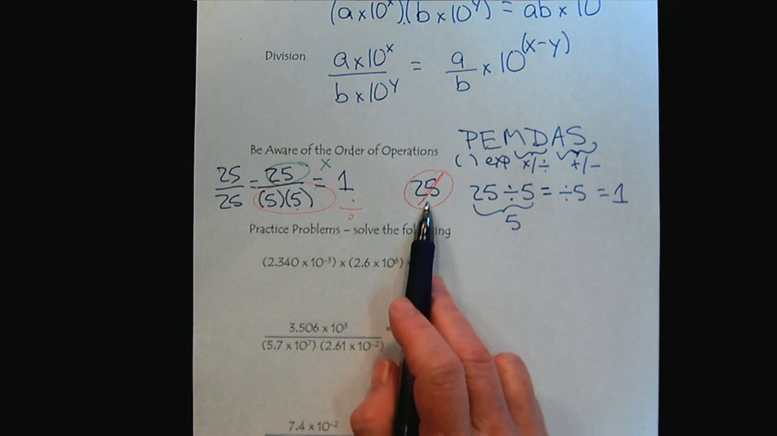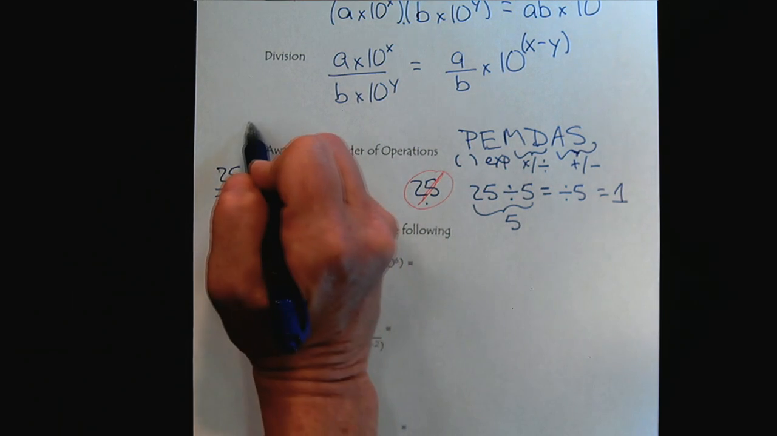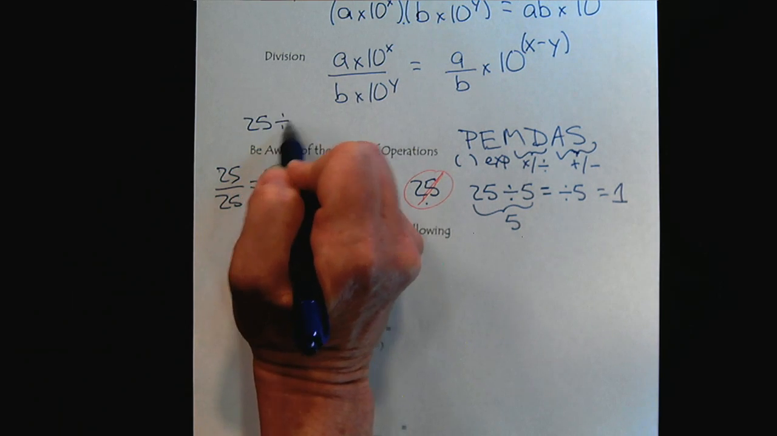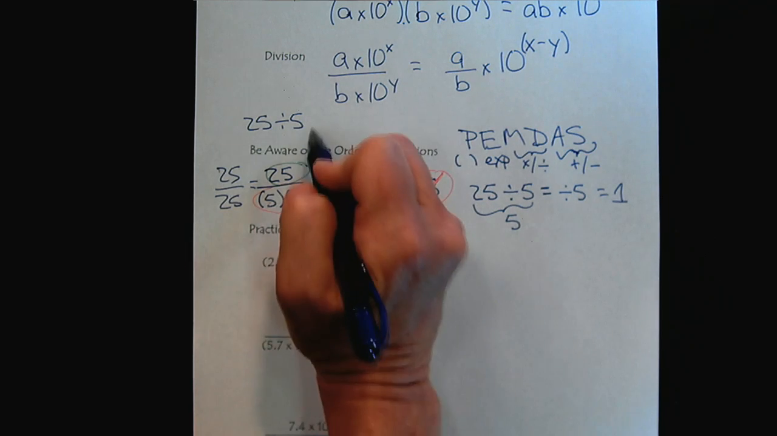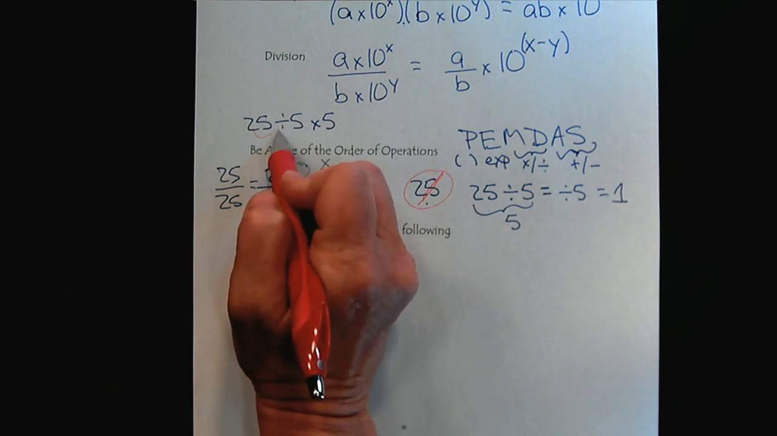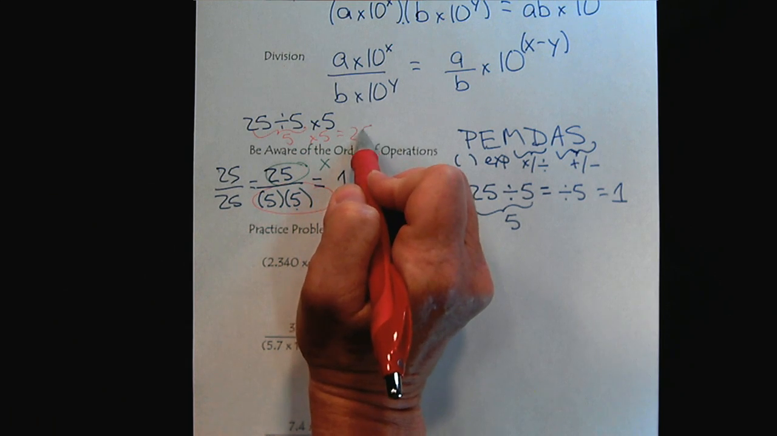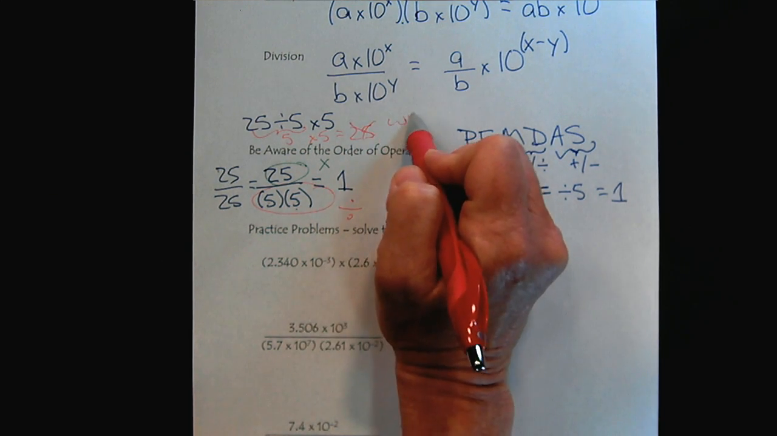Some of you may be wondering, what did I do wrong here? How did I get 25? Well, if we did 25 divided by 5, but then we multiply by 5, you could see the problem here. Right? 25 divided by 5 is 5, times 5 gets us the wrong answer.